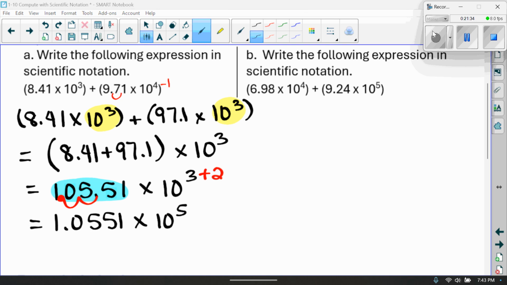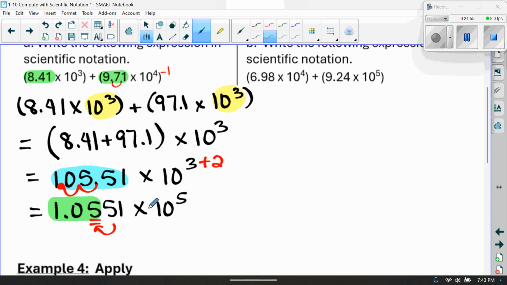Now, if I want to write this to the correct number of significant digits, you'll see up in the problem, there's 3 here and there's 3 here, so I need to have 3 significant digits in my answer. So we're going to round to the hundredths place. So that 5 tells us we want to round up. So this is going to be approximately equal to 1.06 times 10 to the 5th power.